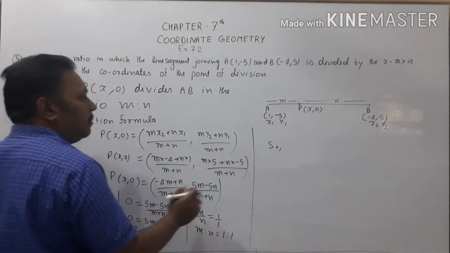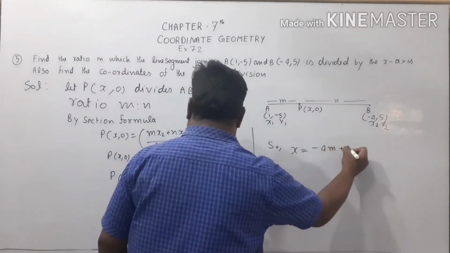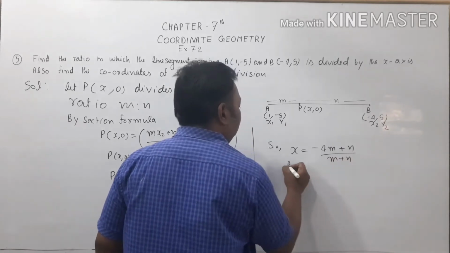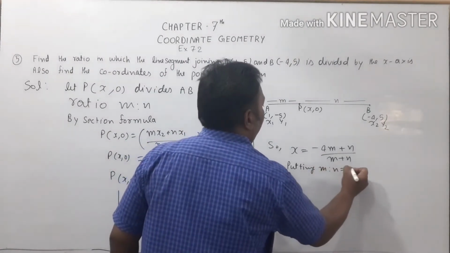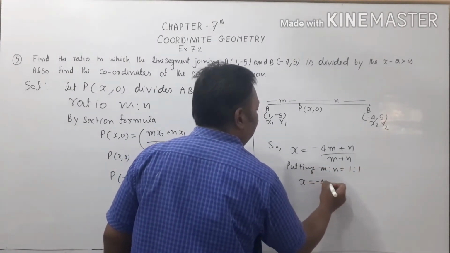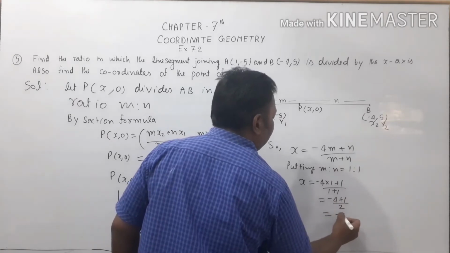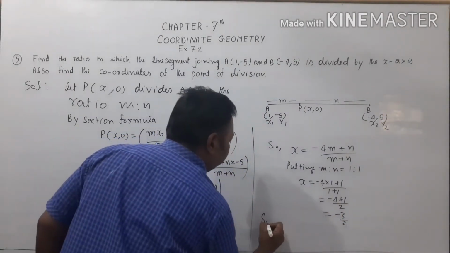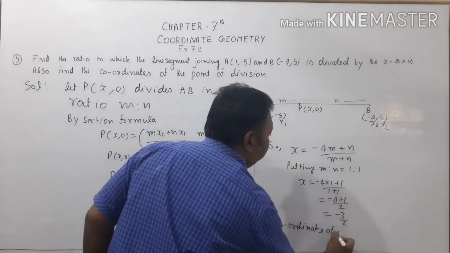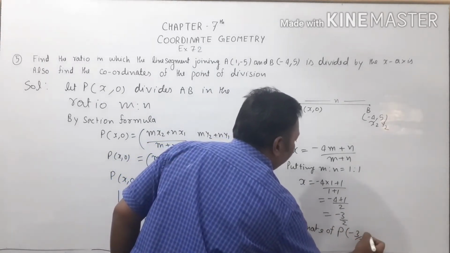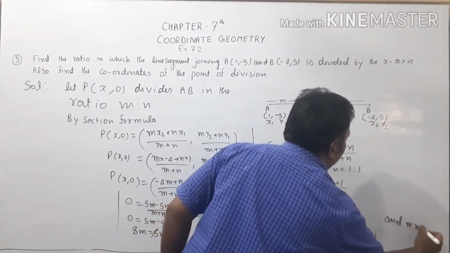Now x equal to, compare x. If we compare x, then x is equal to -4m plus n upon m plus n. Putting m ratio n equal to 1 ratio 1, x equal to -4 into 1 plus 1 upon 2, so -3 upon 2. So the coordinate of P is (-3/2, 0) and the ratio m ratio n is 1:1.